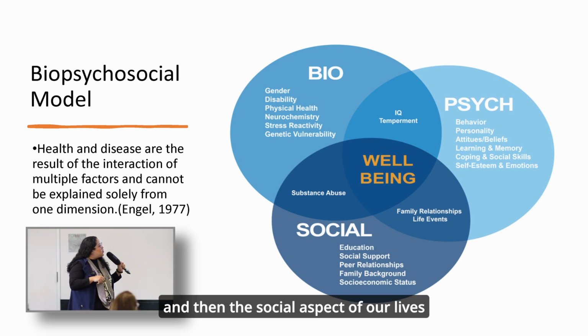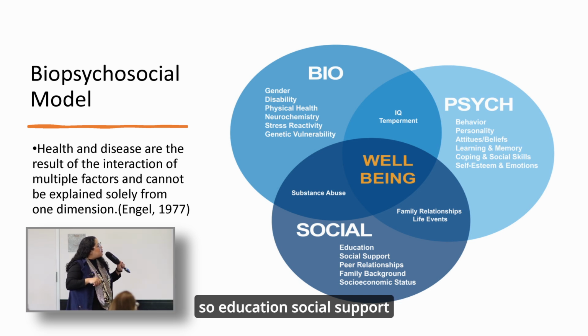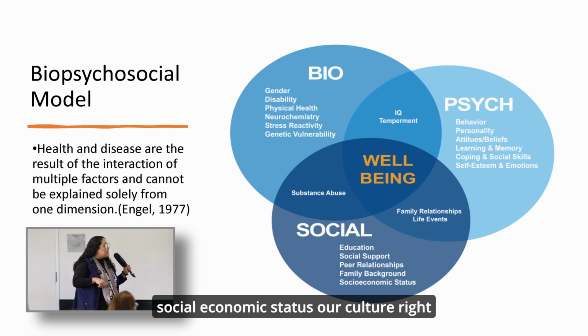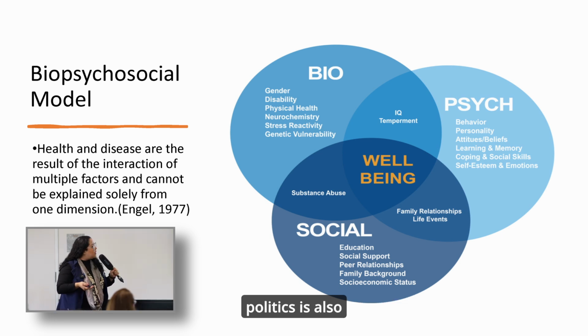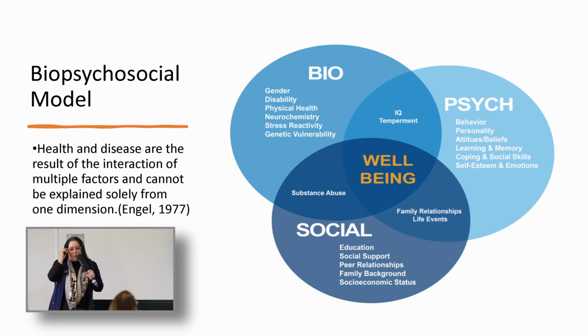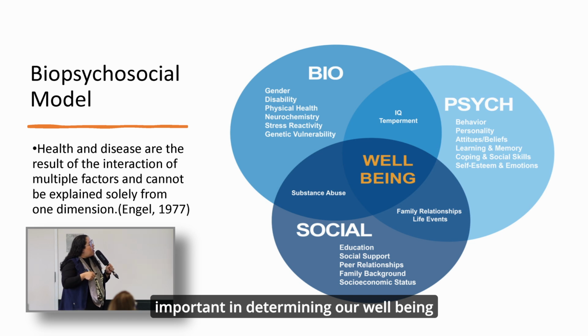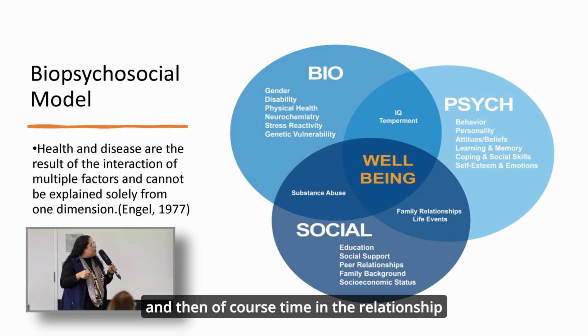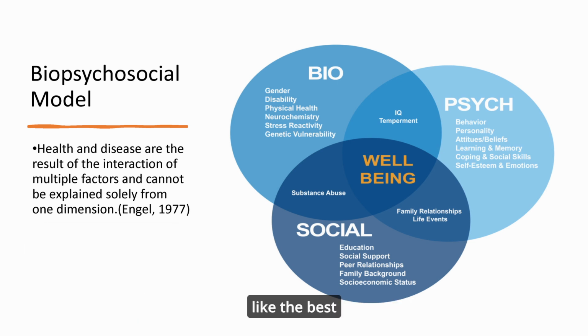And then the social aspect of our lives. So education, social support, peer relationships, family background, socioeconomic status, our culture, right? Politics is also important in determining our well-being. And then, of course, family relationships, life events, substance abuse.